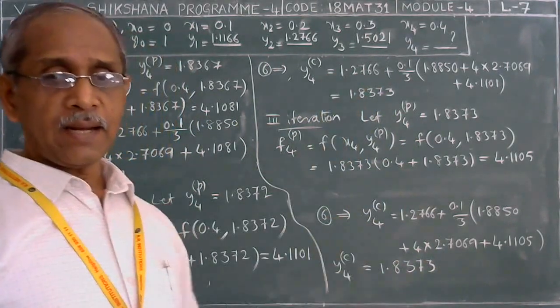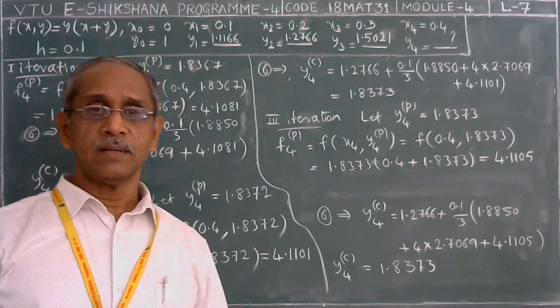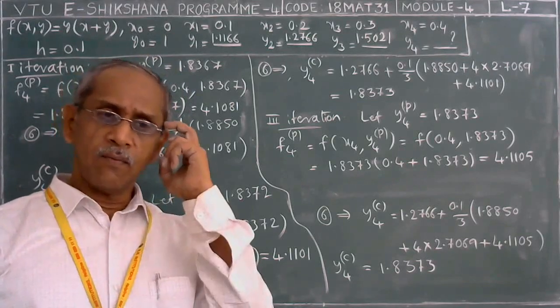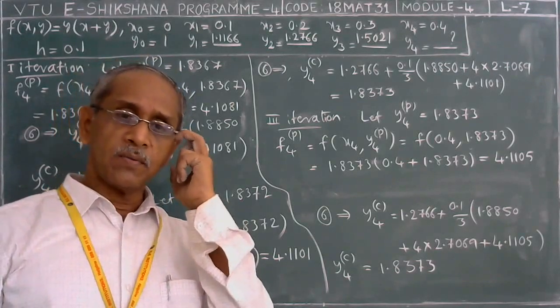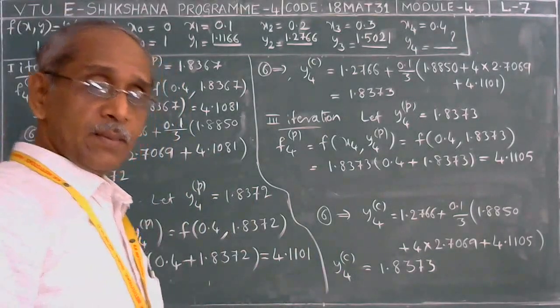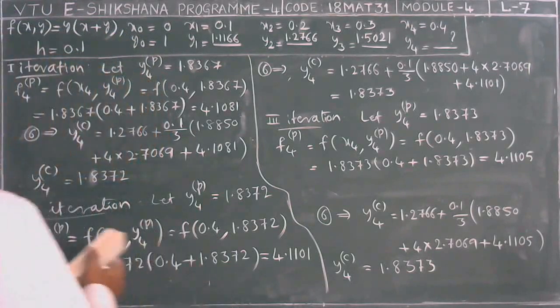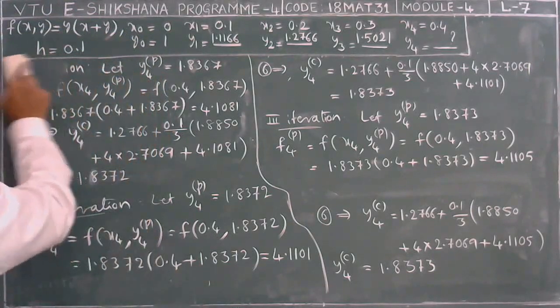Since the second and third iterations are the same up to 4 decimal places, we conclude that the value of y at x is equal to 0.4 is 1.8373 by Milne's predictor and corrector method. So we can conclude like this.